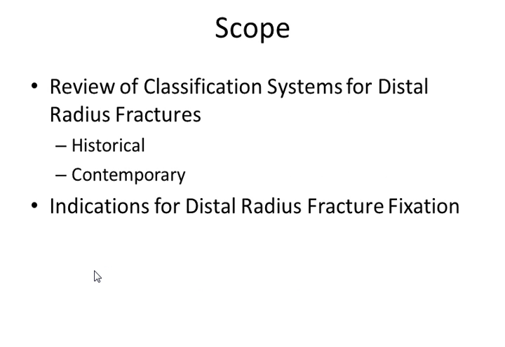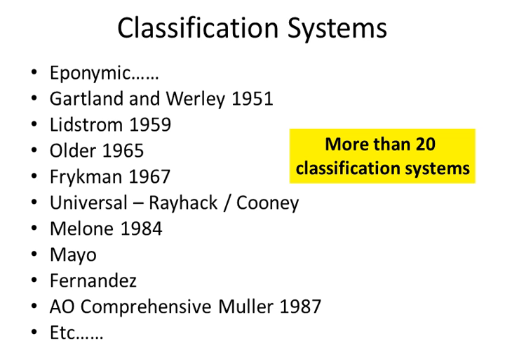All right, so the scope is we'll review some of the classifications, go through some of the historical ones and then some of the contemporary ones. And then the last part will be mostly talking a little bit about indications for fixation. There are more than 20 classification systems that have been devised for distal radius, starting from the eponymic ones like Colles' type, then Gartland and Werley, all the way down to the AO system. I'm not going to cover every single classification system, just highlight a few.